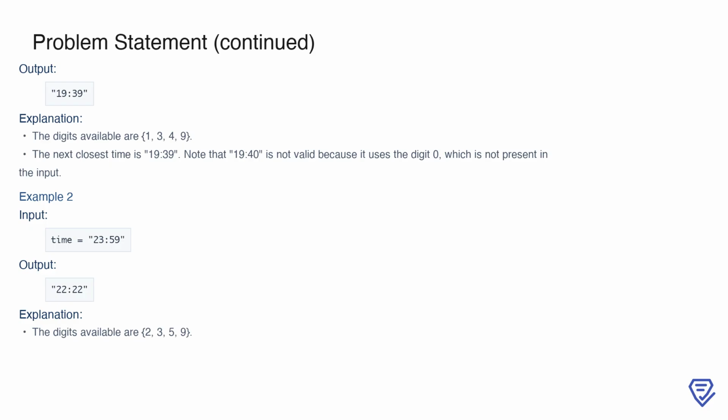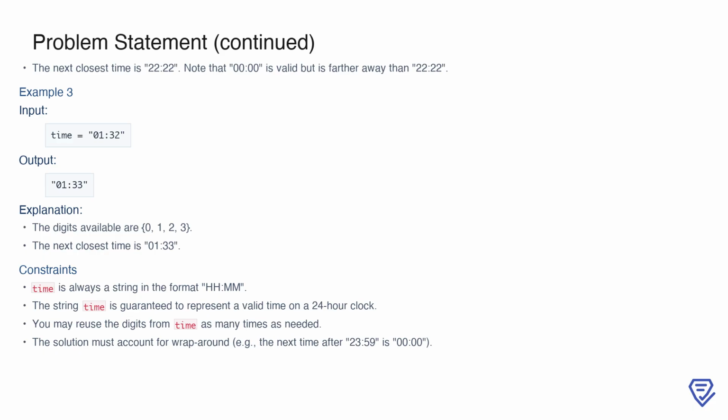Now consider another example where the input is 23:59. Here, the available digits are 2, 3, 5, and 9. The next closest valid time is 22:22. Even though midnight is valid, it is farther away in time compared to 22:22, so 22:22 is the correct answer. In the second example, we saw how the solution must prioritize the closest time that can be formed using the available digits, even if it means reusing the same digit multiple times.